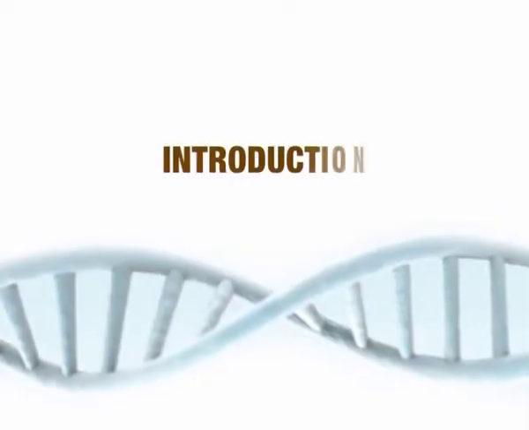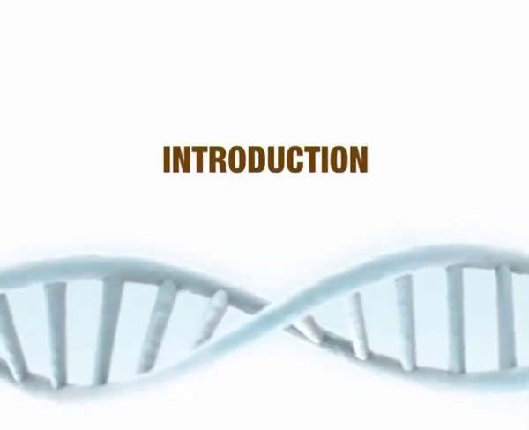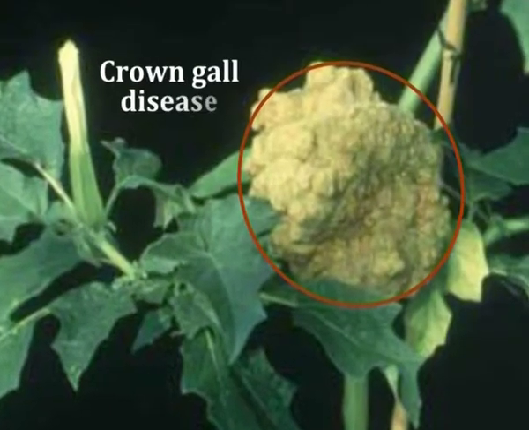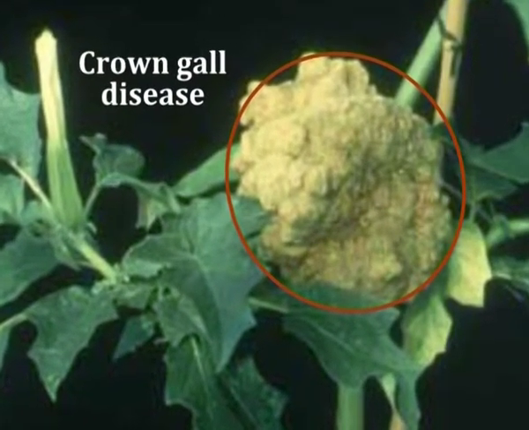Today we'll discuss the topic direct and indirect gene transfer methods. Many plant species have been successfully transformed using various transformation methods. Some rely on the use of Agrobacterium species, which are gram-negative soil-borne bacteria causing crown gall disease to many dicotyledonous plants.